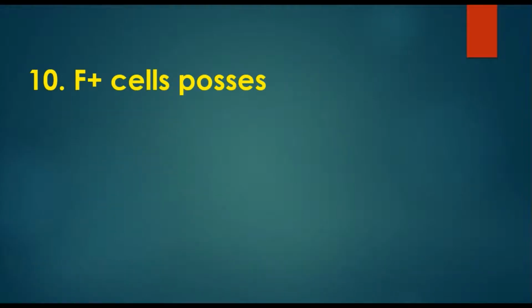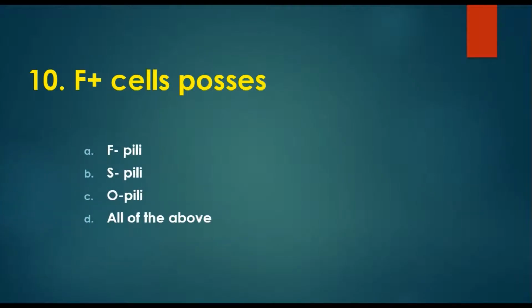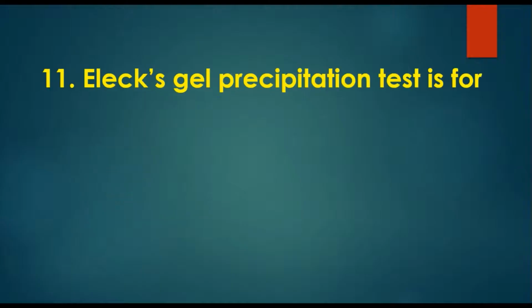10th question. F plus cells possess: options are A. F pili, B. S pili, C. O pili, D. All of the above. So here the answer is F pili. So it's a plasmid-encoded pili which are involved in conjugation, which transfers the genetic information from one bacteria to the other.